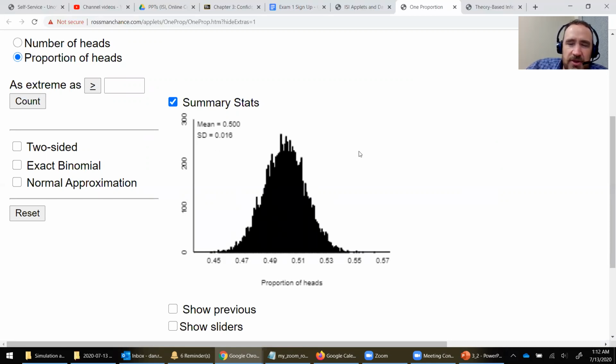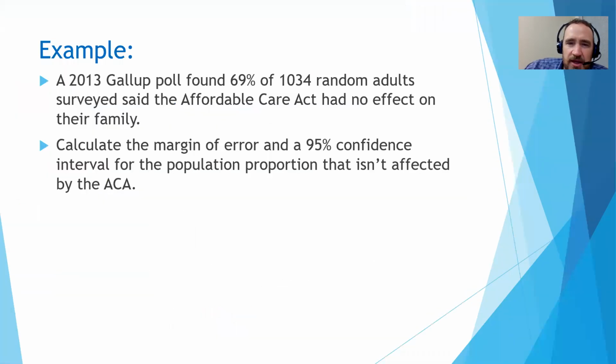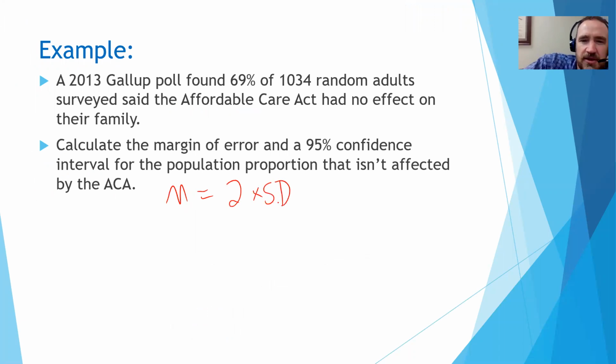So what I can do then is center this on my p hat, my statistic, and I can go 2 SDs up and 2 SDs down. So 0.016 is what I needed from that. Let's go ahead and jot that down. Margin of error is 2 times SD, and so it's going to be 2 times 0.016. And that turns out to be what, 0.032.